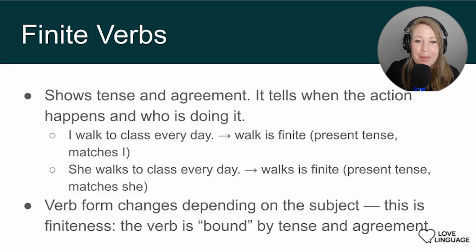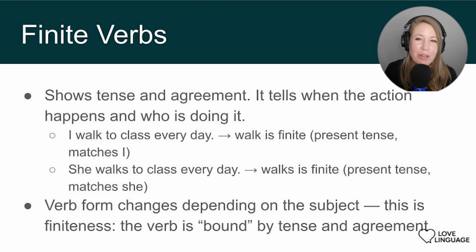A finite verb is a verb that shows tense, which we'll go more in depth on in the next video, but it shows tense and it shows agreement. It's the verb that tells us when the action happens and who is doing it. For example, I walk to class every day. Walk, the verb walk, is finite because it shows present tense and it matches the subject I. Now consider this. She walks to class every day. Walks is also finite because it shows present tense and it matches she in the third person singular form.